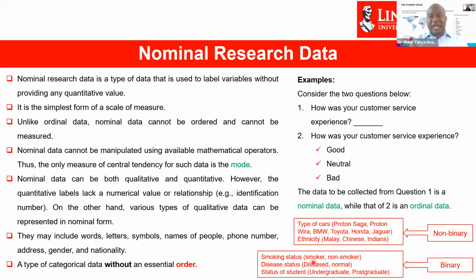But in this case, this can be nominal data, but it also depends on how you present it to your respondents. If you have presented it to your respondent in the form of this question tool, then you'll be collecting ordinal data. But if you have presented it in the form of question one, then you'll be collecting nominal data. So in any case, you can still combine these two in your research. It all depends on the nature of your work.